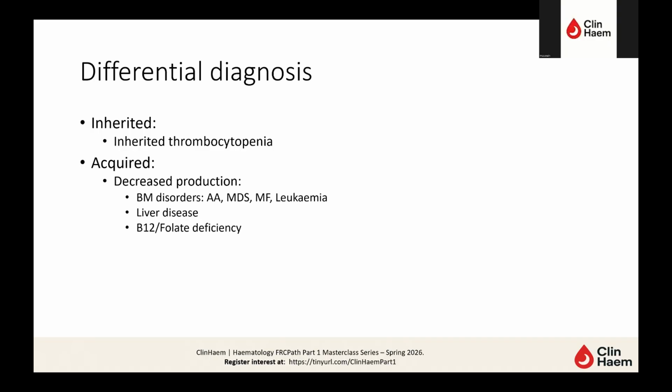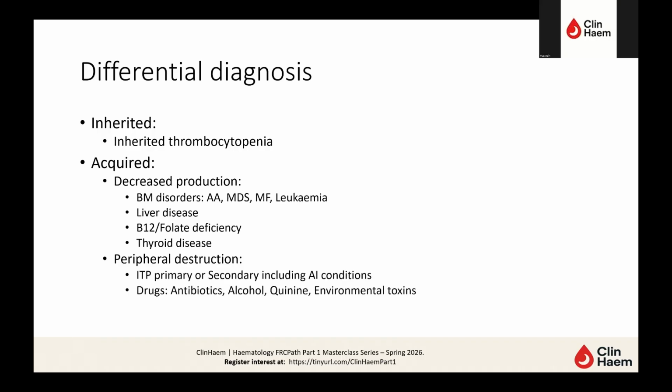B12 and folic acid deficiency cause cytopenias. Thyroid disease can cause it. Or the other thing is peripheral destruction, which can be from ITP or other secondary causes. Drugs can cause it, especially alcohol. Quinine in tonic water, again, a good exam question, can cause thrombocytopenia, and you have to advise them to stop doing that. PTP is an important side effect from transfusion reactions and very important for exams again as well.